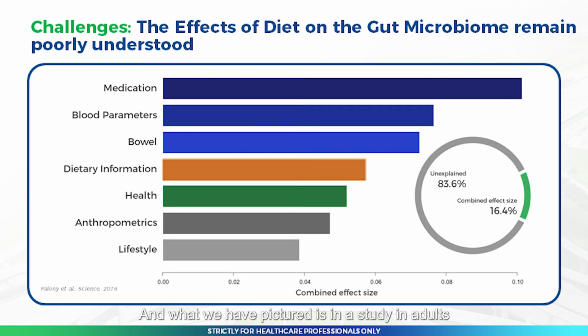And what you have pictured is a study in adults, where they looked at the different environmental variables and their effect on microbiome composition, and in orange you have the average weight of diet impact on the composition of the gut microbiome. And you can see that actually this is not that much. It's less than 10% of the variance of the microbiome in the population that can be explained by diet. And this is mostly due to the fact that we don't capture diet maybe in a way that is optimal to be able to characterize its effect on the microbiome.